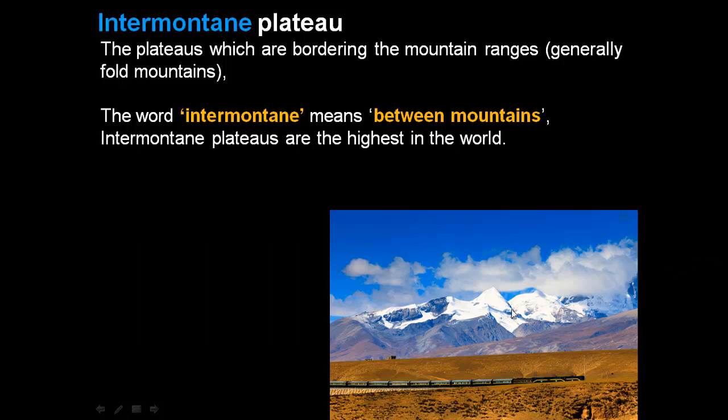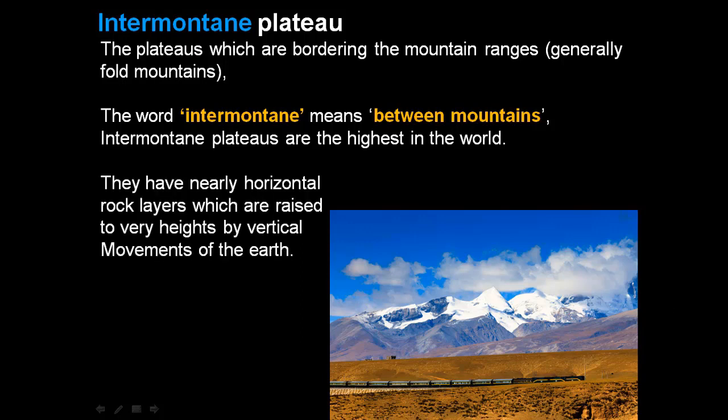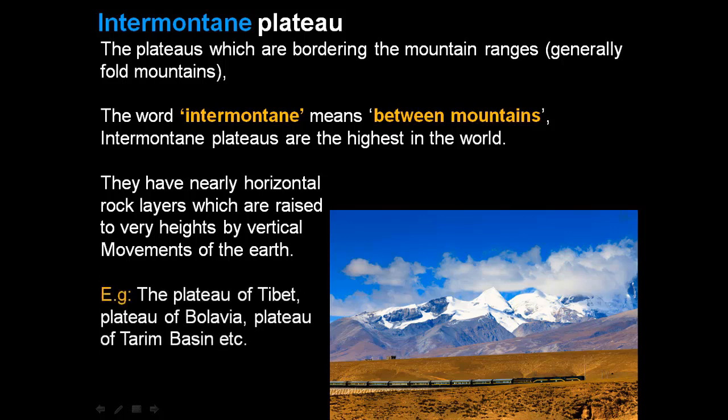As you can see in this picture, this flat terrain is a plateau, and this plateau is called the Tibet plateau, surrounded by mountains on either side. Such plateaus are the highest in the world. They have nearly horizontal rock layers which are raised to great heights by vertical movement of the earth's crust. The best examples of such plateaus are the Tibetan Plateau, the Plateau of Bolivia, and the Plateau of Tarim Basin.